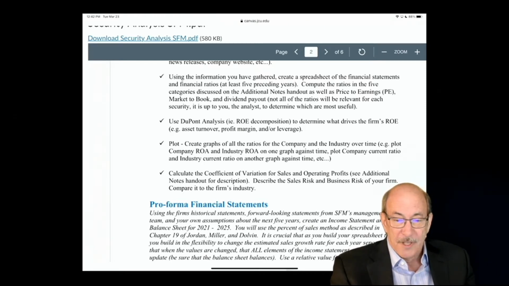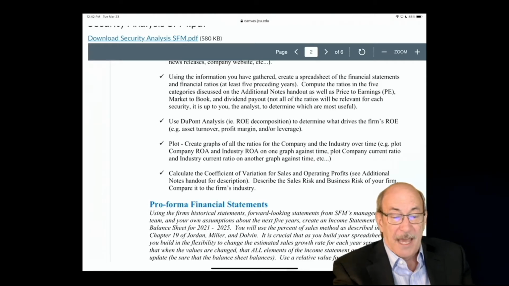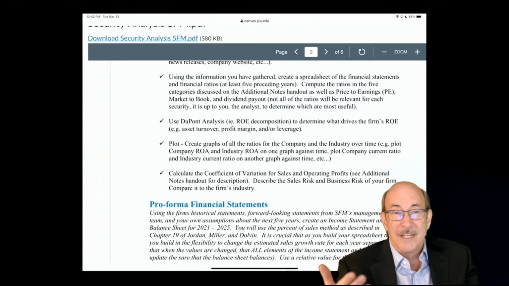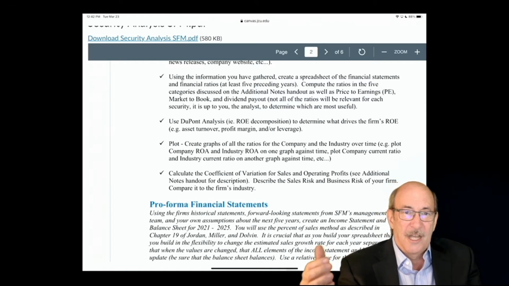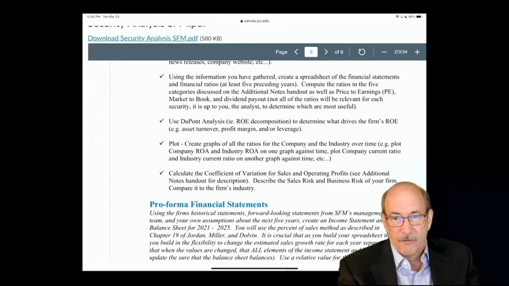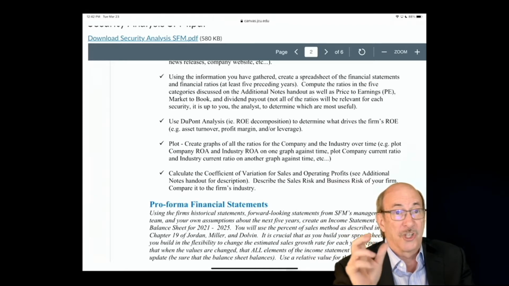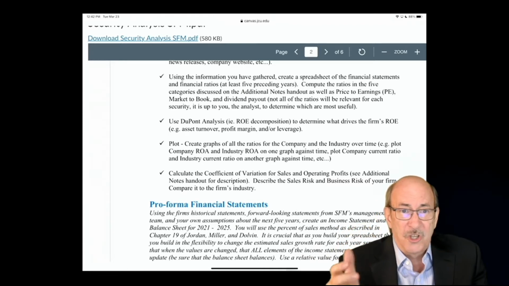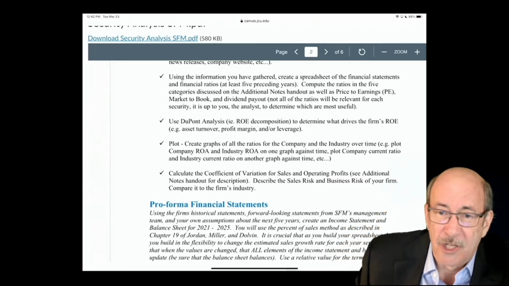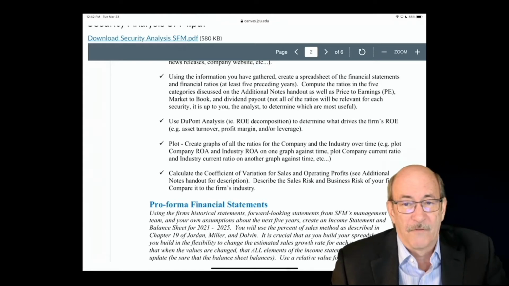So you've got the ratios, the 5 categories that I'm referencing here. The additional notes handout is in the resources section for the security analysis under modules in Canvas. So go to that if you're unsure of what ratios are typically used. I've broken it up into the 5 primary categories, and then there are a variety of ratios within each category. You won't necessarily need to use each and every one of those ratios.